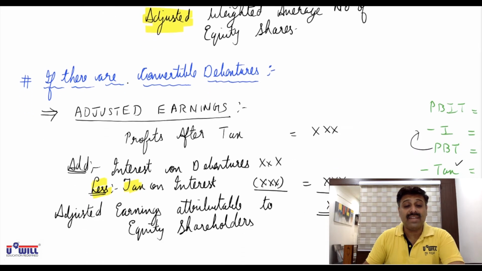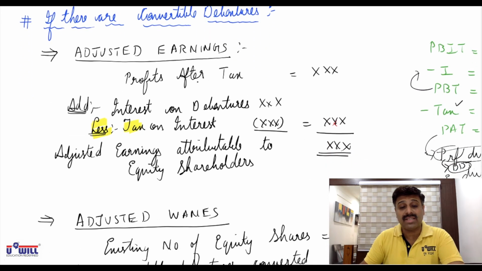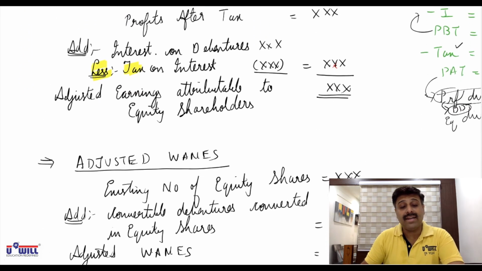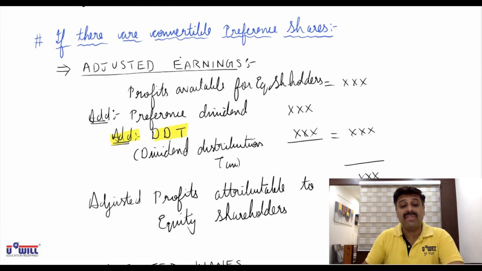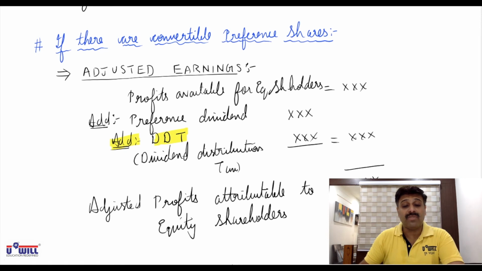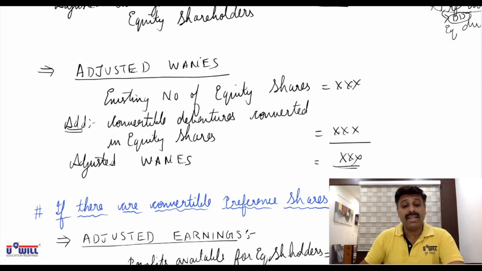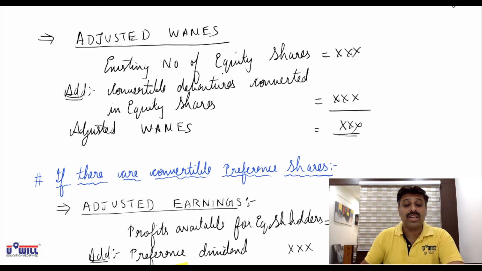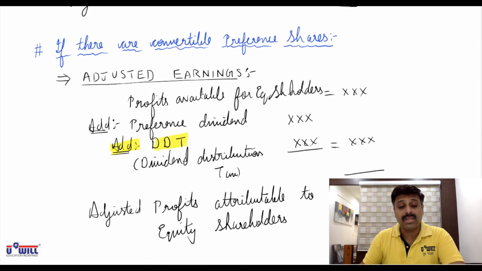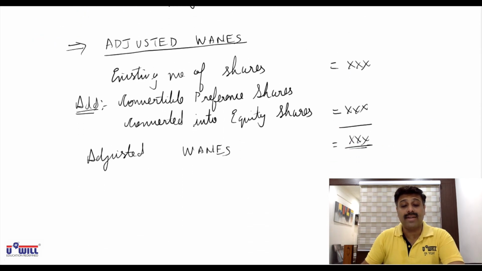Now how is that effect calculated? If there are convertible debentures, in the profits we will add interest but subtract its tax. Whereas if there are convertible preference shares, in the profits we will add preference dividend also and its tax also. And in gains it is same. In the number of shares you add the equity shares resulting from convertible debentures, and here in number of shares you add equity shares resulting from convertible preference shares.